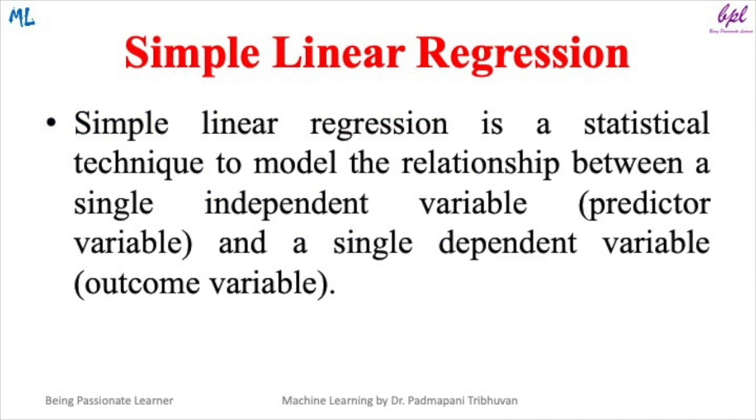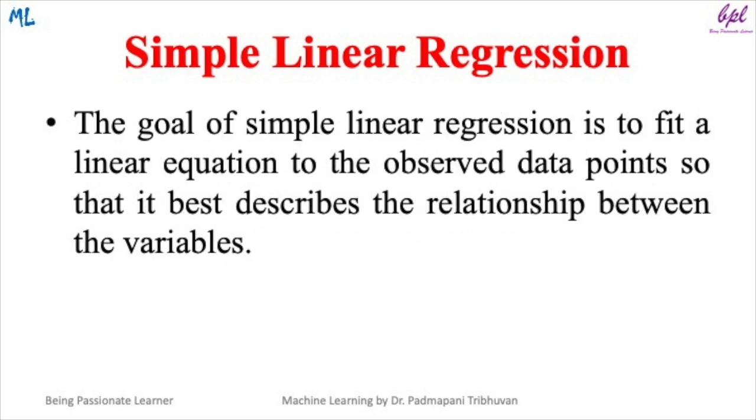Simple linear regression is a statistical technique to model the relationship between single independent variable, which is a predictor variable, and a single dependent variable, which is the outcome variable. The goal of simple linear regression is to fit a linear equation to the observed data points so that it best describes the relationship between variables.